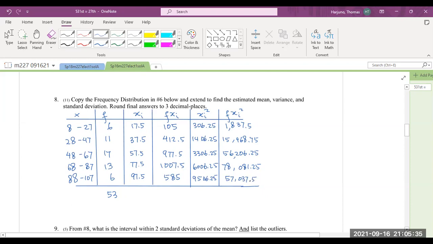Okay, now I add them to get the second number. I get 3,087.5. Okay. Please check my work also. Actually, I will show you later on how I check my work.